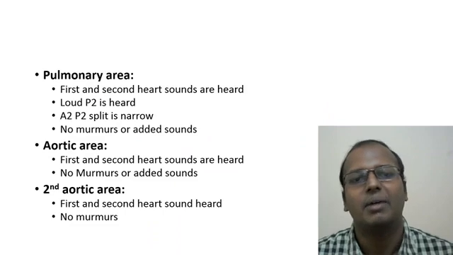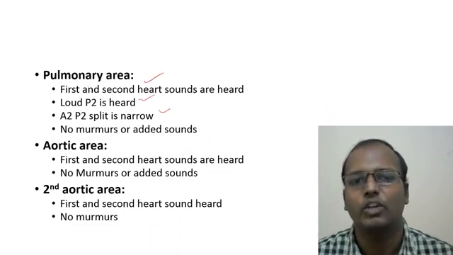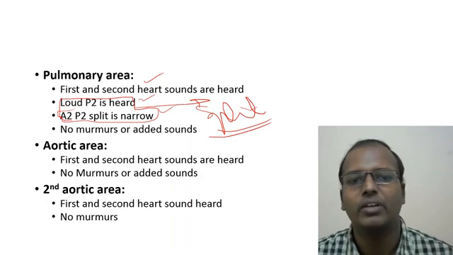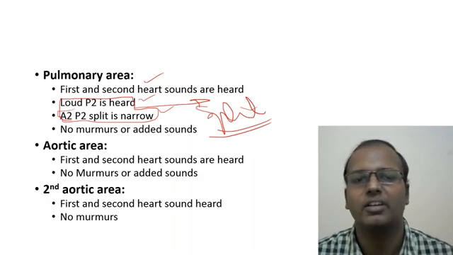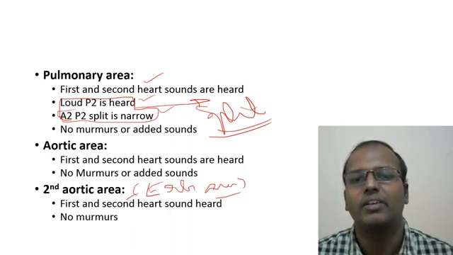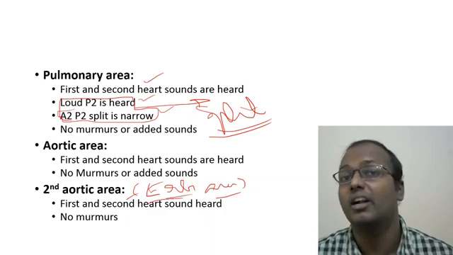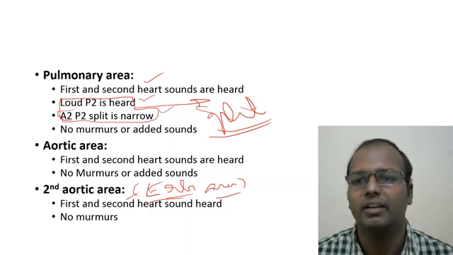Pulmonary area, again: first and second heart sounds heard, loud P2 is heard, A2 P2 split is narrow. See, this is very important in the pulmonary area. When you describe the pulmonary area, you have to always tell about the split. Without telling the split, the pulmonary area auscultation is not over. Aortic area, once again the same: first and second heart sounds heard, no murmur or added sounds. Second aortic area, which is also called Erb's area. Very important, especially in patients with aortic regurgitation, where the early diastolic murmur is best heard in Erb's area.